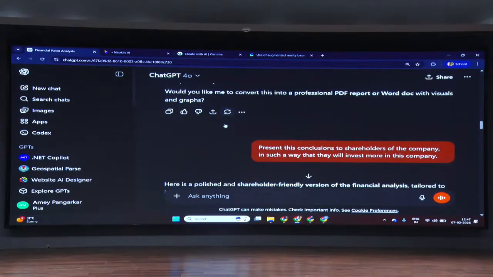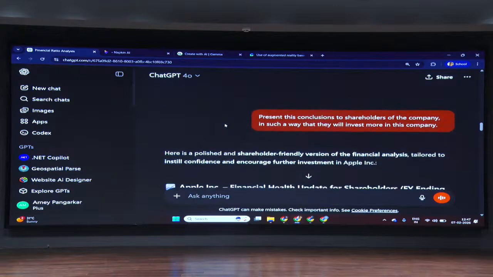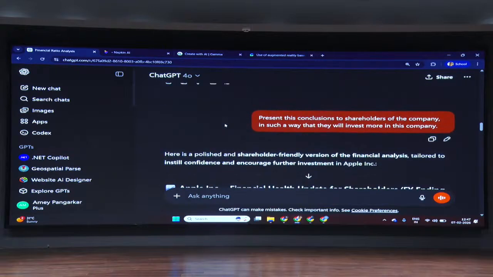Present these conclusions to shareholders of my company in such a way that they will invest more. So the prompt is what? I want positive sentiments from the same results. Now you and me both understand, no one is playing with the financial ratios. It's just the interpretation. Okay.